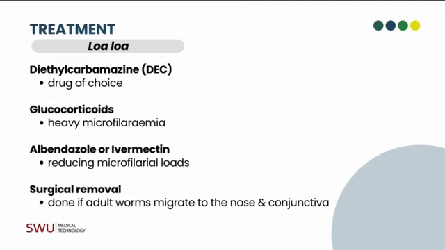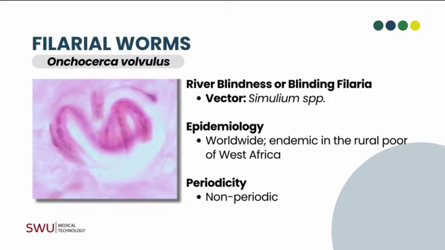Surgical removal is rarely done, but if it's done, it's done in order to remove the adult worms that migrate to the bridge of the nose and to the conjunctiva. Moving forward to another filarial worm, we have now Onchocerca volvulus, and it's the causative agent of river blindness. It's also called the blinding filaria or the convoluted filaria.